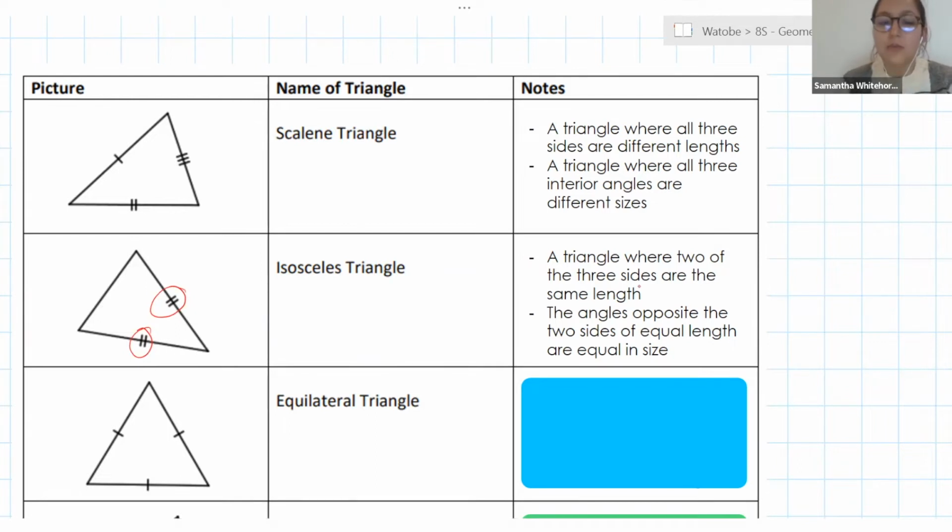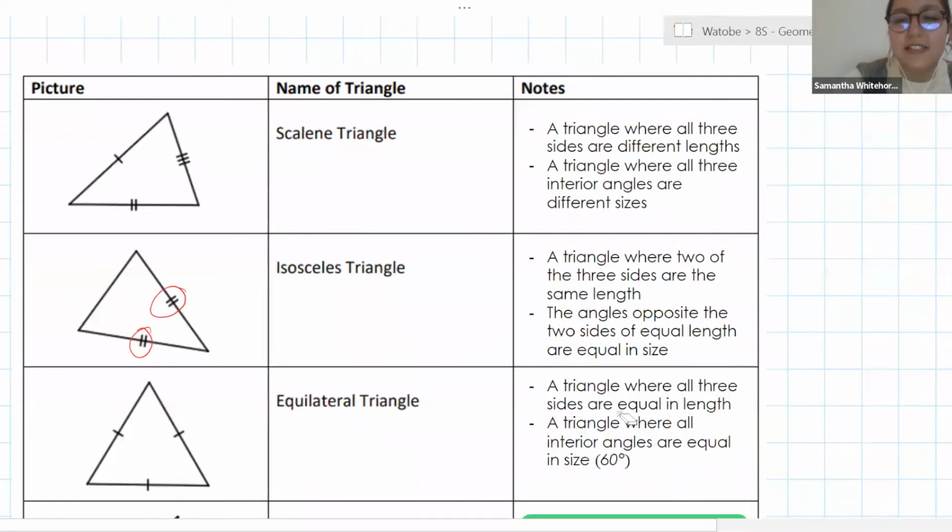Alrighty, who wants to tell me what an equilateral triangle is? Let's hear it. Triangles with all equal sides. Awesome, well done. So an equilateral triangle is one where all three of our sides are equal in length. What that also means is that all of the interior angles are the same size. They would all be equal to 60.